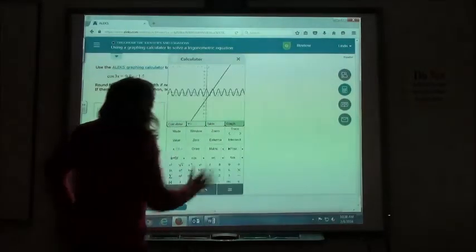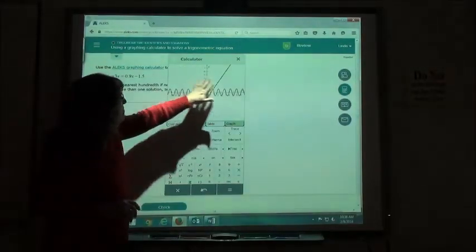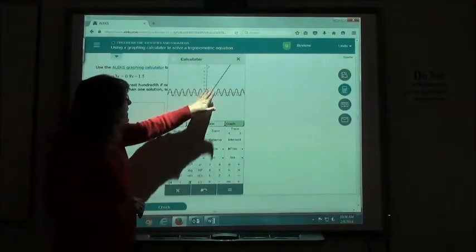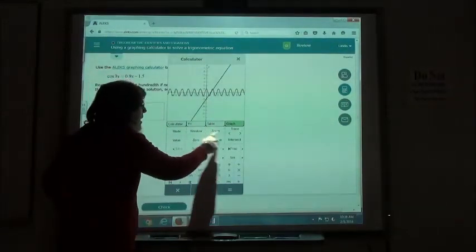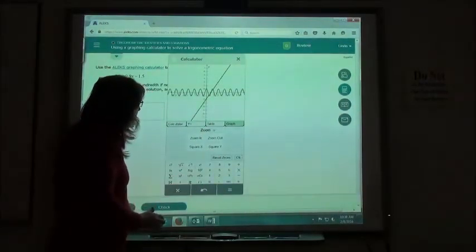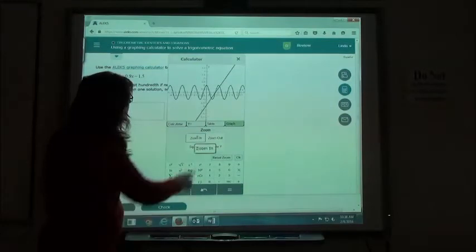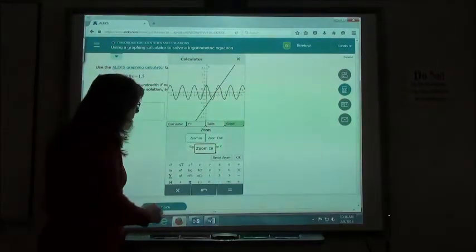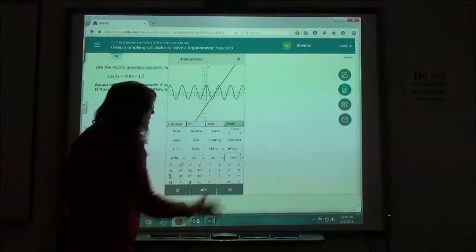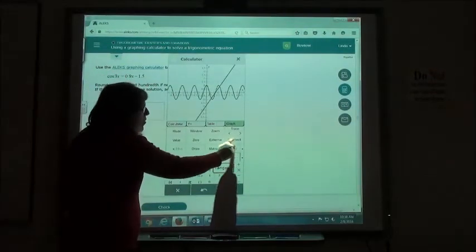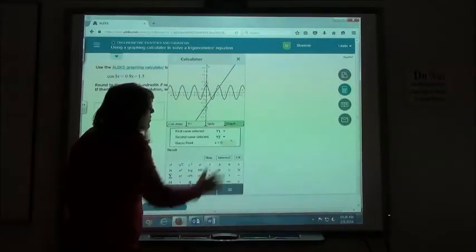I'm going to hit graph. I see I have my graph here. Because it kind of looks like it zoomed out a ways, you can hit zoom, and I'm going to zoom in. There I can see my intersections a little bit better. I'm going to hit OK on that screen. And what we really want to do is the intersect.